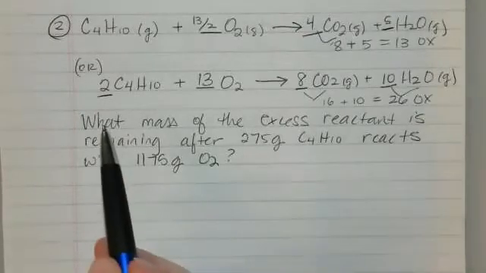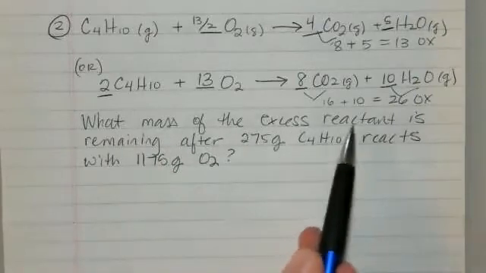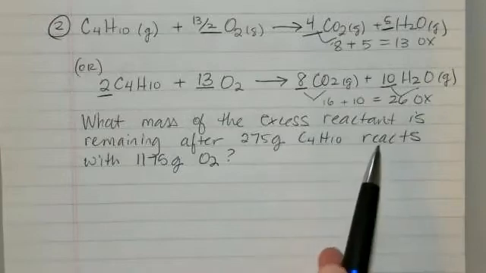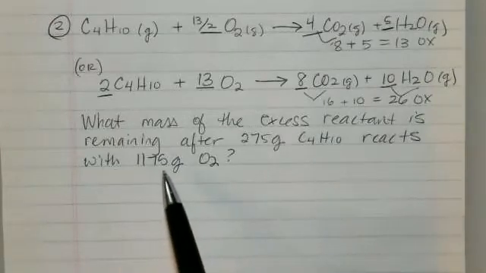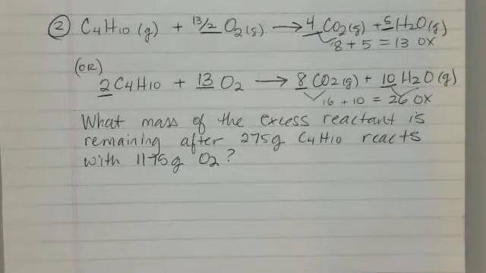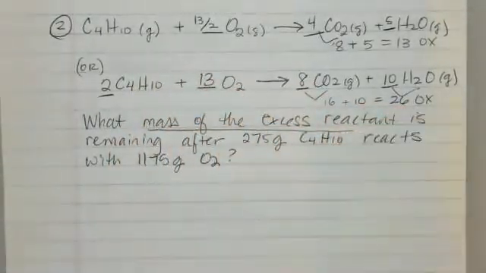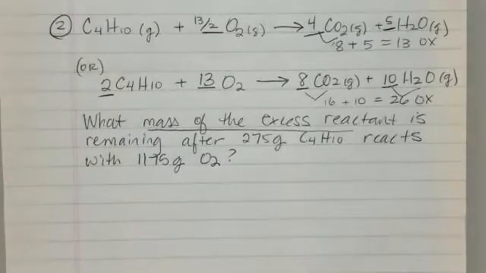So now this question says, what mass of the excess reactant is remaining after 275 grams of the butane reacts with 1,175 grams of the oxygen? All right, so what's a little bit more challenging about this one is if we're looking for the mass of the excess reactant, that means we need to know which reactant is limiting or which one's excess, right? We need to know which reactant we're even talking about.